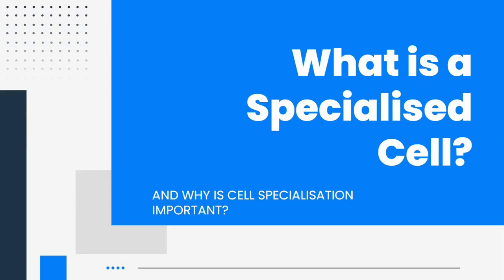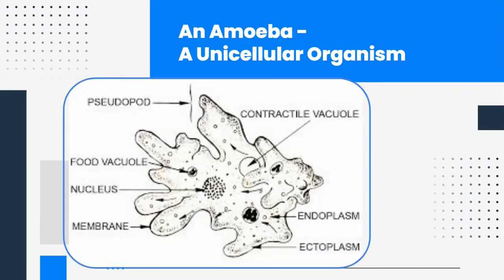Right? So what is a specialized cell and why is that so important? Why is specialization so important? Well, in order to understand, let's first go back to that unicellular organism, that single person. You have all the characteristics of life. Remember our characteristics of life: growth, reproduction, irritability, movement, etc., etc.